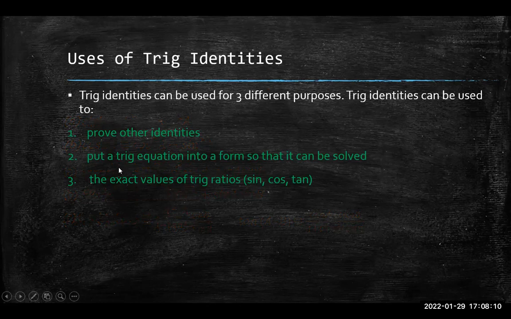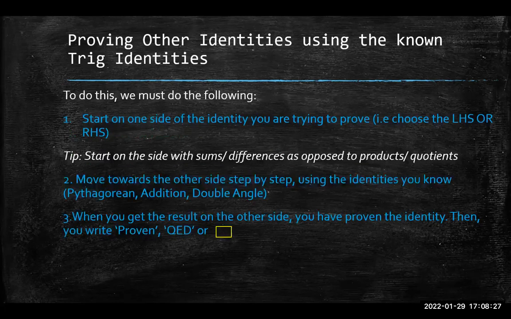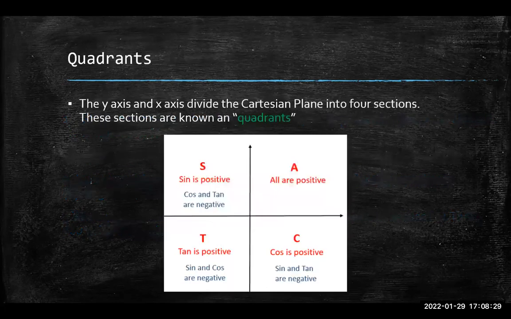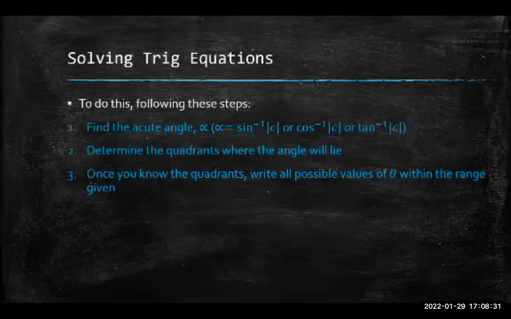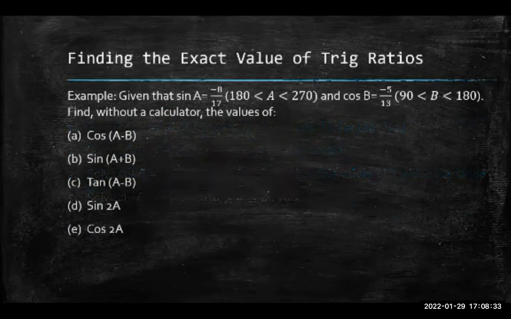We did that already. To put a trig equation into a form so that it can be solved, we did that already. This is the last one you need to know how to do. We can use the trig identities that we know to find the exact values of trig ratios. So what exactly do I mean by that? Doing an example with you would be the best way for you to understand what's going on. So can you just copy this for me?